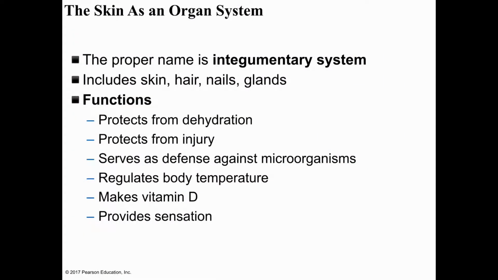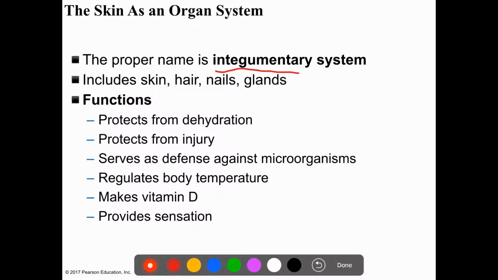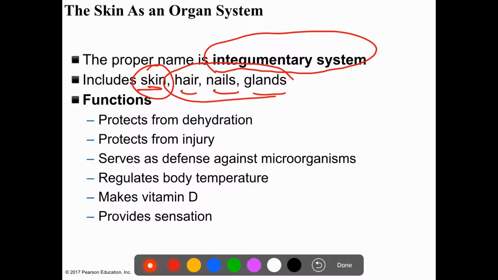Okay, let's see now our first organ system, which is the integumentary system. The integumentary system includes the skin, the hair, nails, and the glands. Most of it is the skin, but there are also other organs that fall within this integumentary system. Now, this system serves different functions.